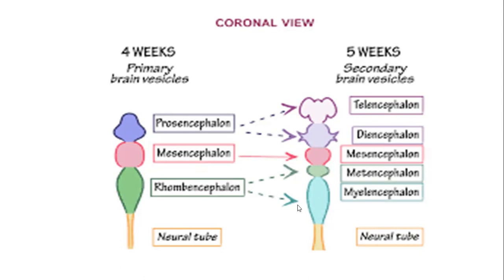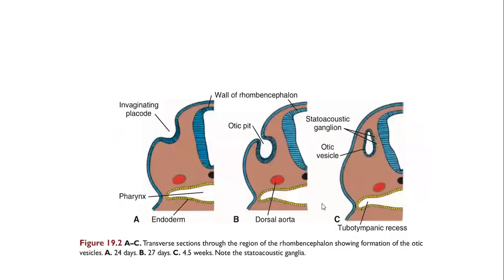That is the myelencephalon. Actually, this is a transverse section through the region of the rhombencephalon, showing the formation of the otic vesicles. This is a picture at the 24th day. That is the 27th day, and that is at 4.5 weeks, almost the end of the fourth week.